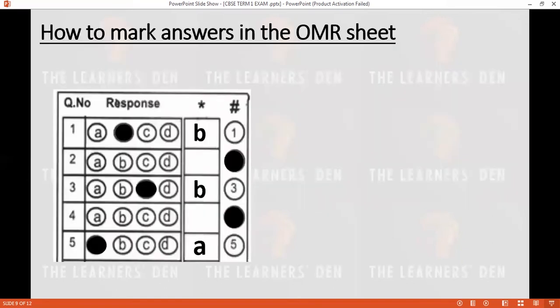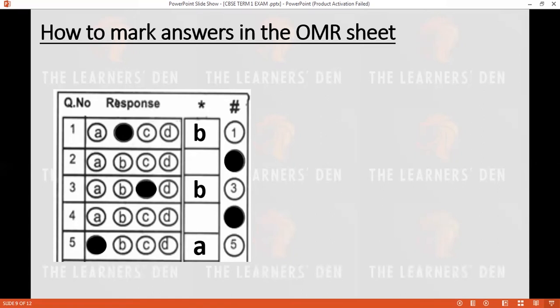Let's move further. How to mark answers in the OMR sheet. For the first question, you see I have darkened option B and I have written it in the star column, which was marked with a star. The second question I have not attempted. In that, I have marked it in the hashtag column. I have just darkened the circle for question number 2 in the hashtag column.